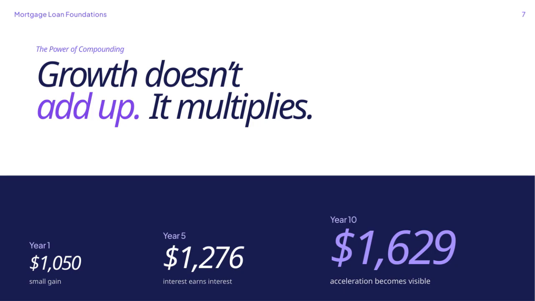Starting with a small gain in the first year, just $50, it might not seem like much, but by year 5, that amount grows significantly to over $1,200. This happens because the interest earned in each period starts to generate its own interest, leading to a snowball effect. By year 10, the growth accelerates even more, reaching over $1,600. This clearly shows that growth doesn't simply add up, it multiplies.